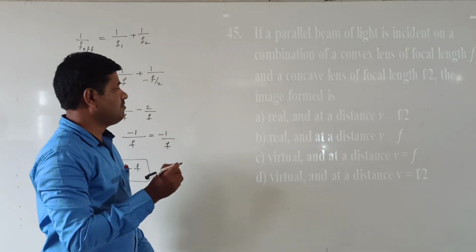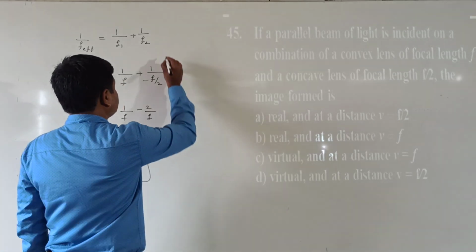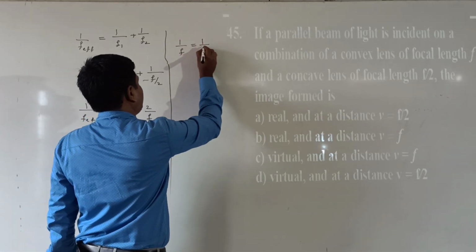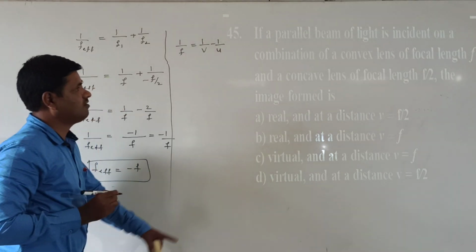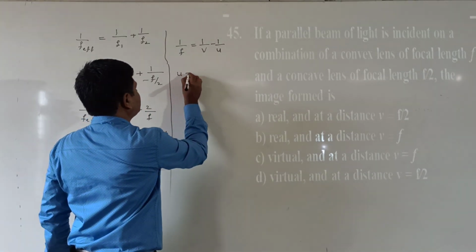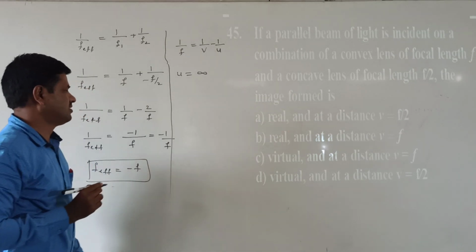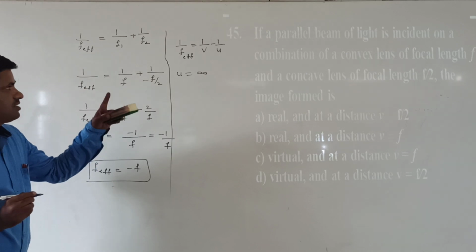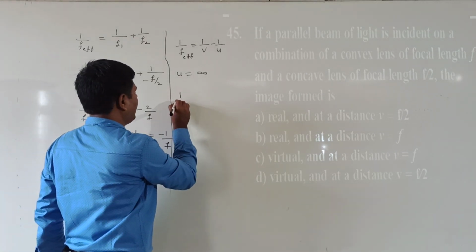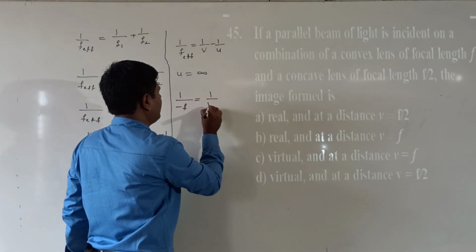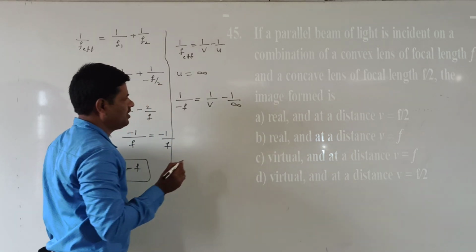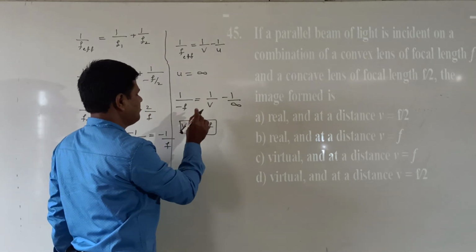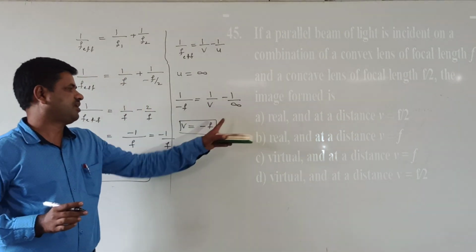Now, where is the image formed? Here we use the lens formula: 1 by f is equal to 1 by v minus 1 by u. But the given beam is a parallel beam, which means the object is at infinite distance. Considering f effective as the focal length, 1 by minus f is equal to 1 by v minus 1 by infinity. 1 by infinity is 0. So from this, v is equal to minus f.